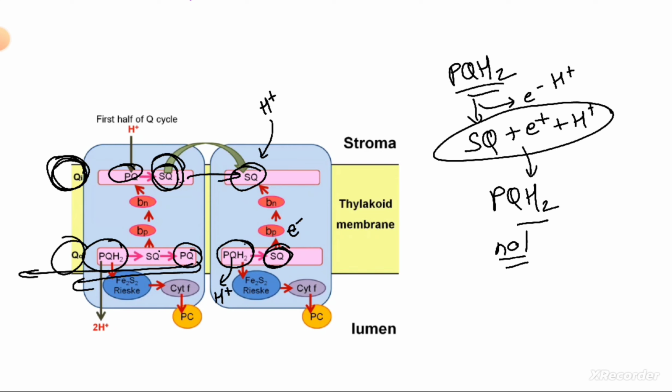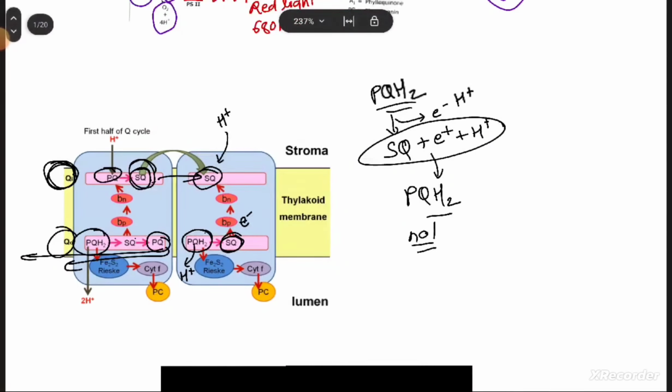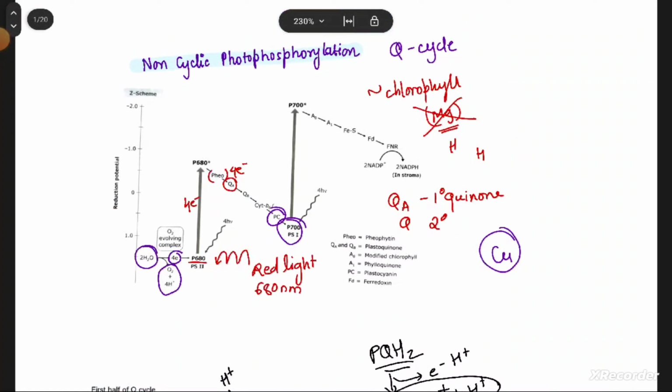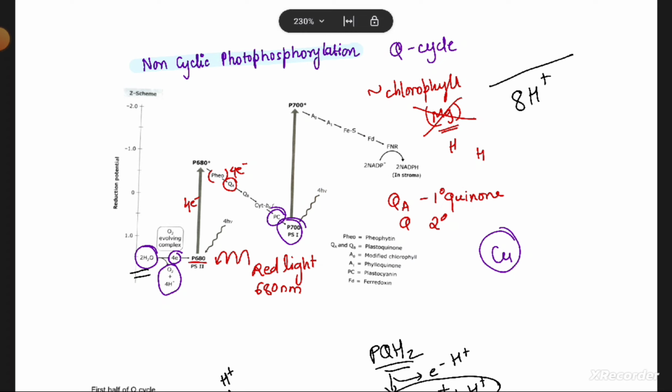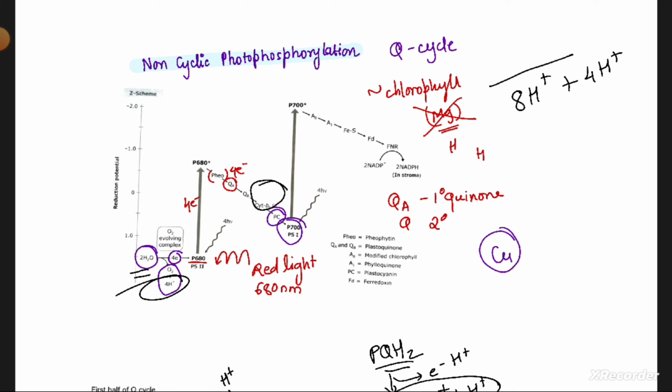In this whole cycle, if you notice, there are protons which are getting pumped into the lumen. Overall, for 2 molecules of water, it is said that through this cytochrome B6F system, 8 protons will be pumped into the lumen, plus 4 protons are already there. Which 4 protons am I referring to? These 4 protons. So during the Q cycle overall, you will get 8 protons here and 4 protons will be already there. Overall 12 protons are present here.